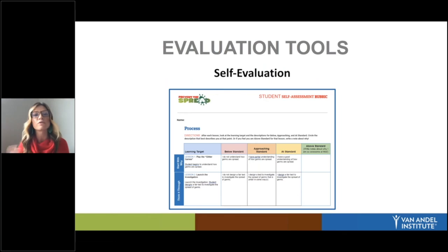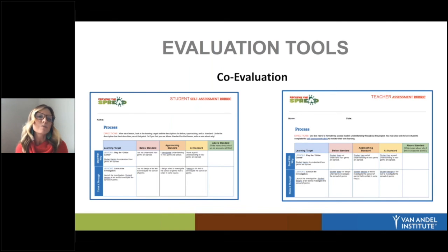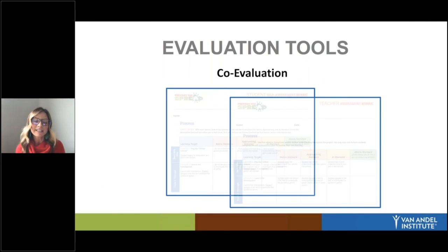Also, evaluation tools. Self-evaluation can be really powerful. By allowing students to evaluate their work and their progress, it gives you good insight as a teacher into how they're gauging themselves in their work. Another way to look at this is through a co-evaluation process, where the students assess their work and then you assess their work, and then you sit down together and merge your ideas and have a good solid discussion on the process and the product.